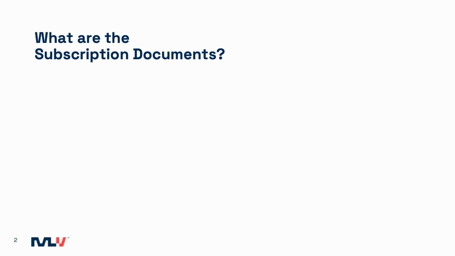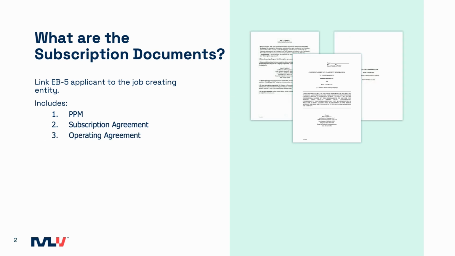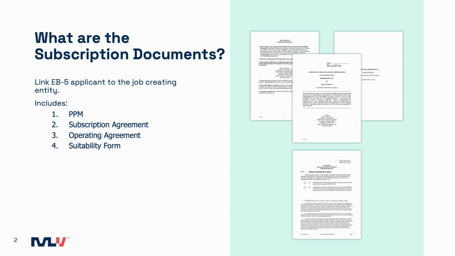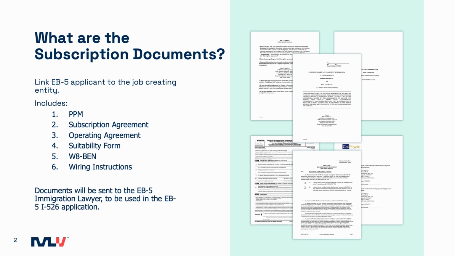What are the subscription documents? They are the documents that link an EB5 applicant to the job-creating entity as required by the USCIS. For our project, these documents include the private placement memorandum, the subscription agreement, the operating agreement, the investor suitability form, a tax document called the W-8BEN, and wiring instructions for the initial investment. These documents will be given to the EB5 investor's immigration lawyer and included in their U.S. green card application.